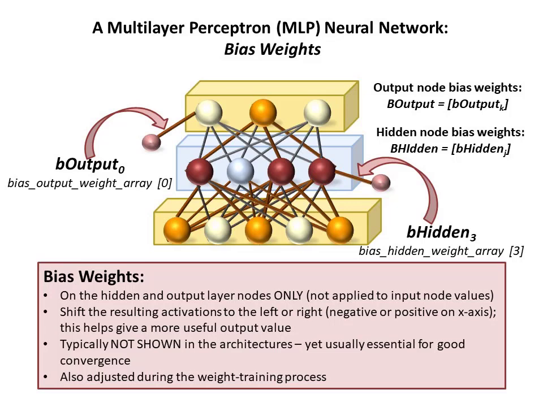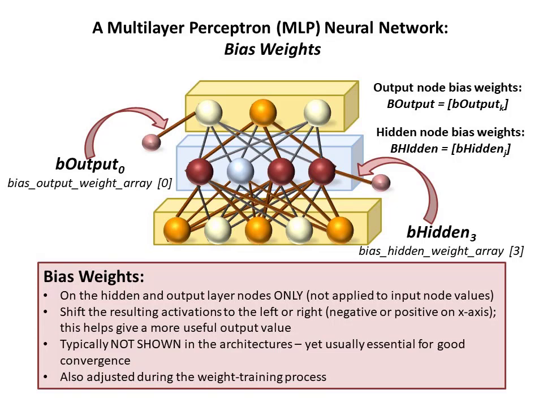In addition to the normal connection weights between nodes in each layer, we also have bias nodes. Bias nodes put scalar values into each of the hidden nodes and the output nodes. They don't operate on the inputs. We'll rarely see these in the architecture, but they're very useful in scaling the outputs of the hidden nodes and the output nodes back and forth across the x-axis and just giving us a more useful output.